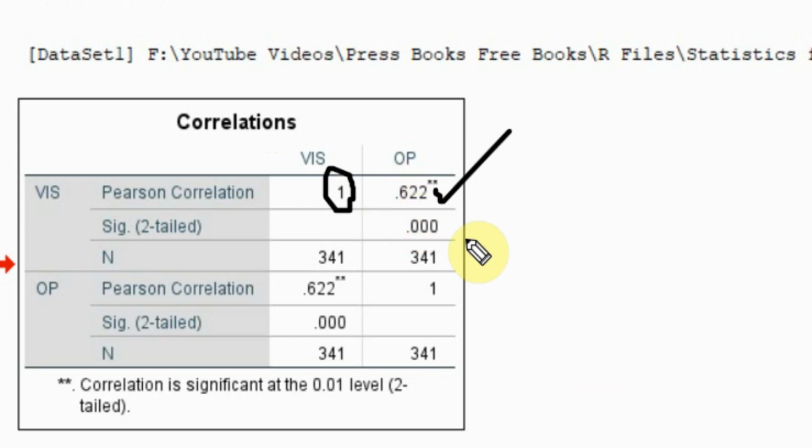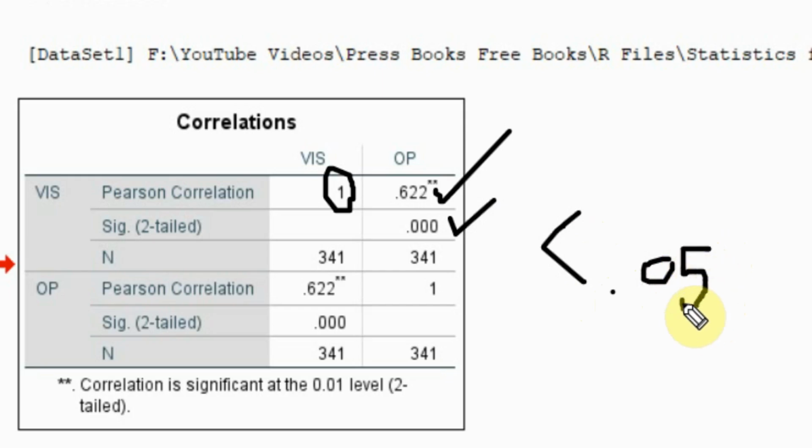Is it significant? Yes, it is significant, because the p-value is less than 0.05. When we are assessing the relationship between variables, my interest is to assess the strength. But before strength, I also want to assess the significance of the relationship. In this case, the relationship is significant because the p-value is less than 0.05.